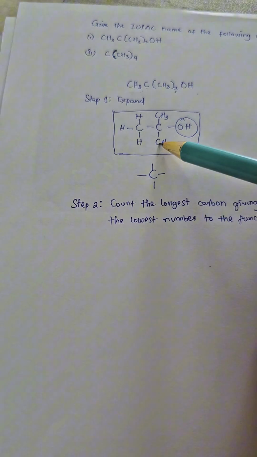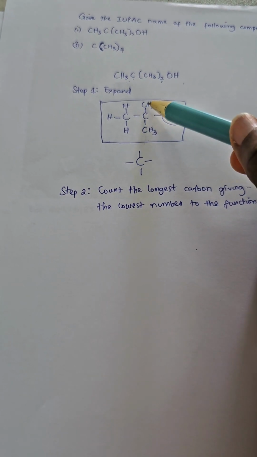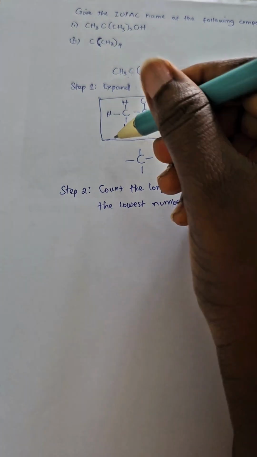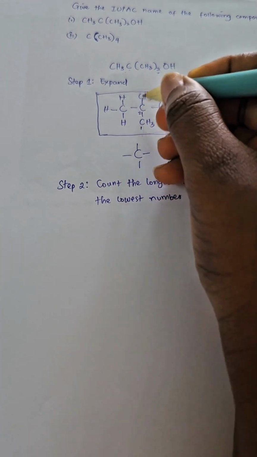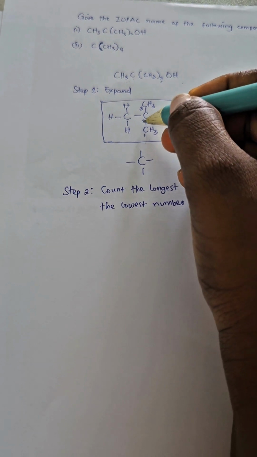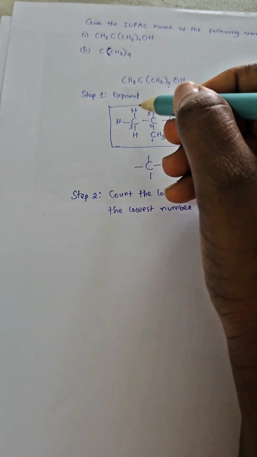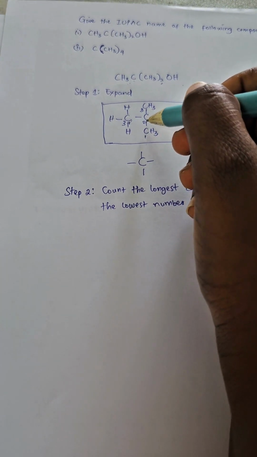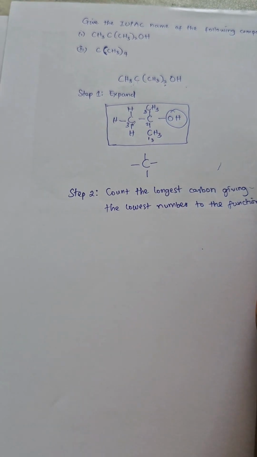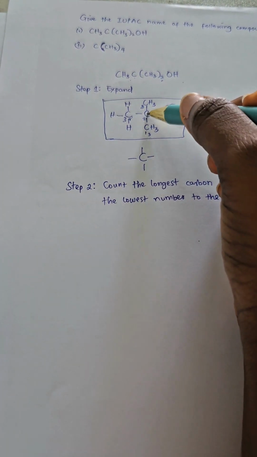So this is the first carbon, 1, 2, 3, and we end there. This is one way to count it. This is another way to count it, 1, 2, 3. Another way is 1, 2, 3. Right? And then we find that the longest one is 3.